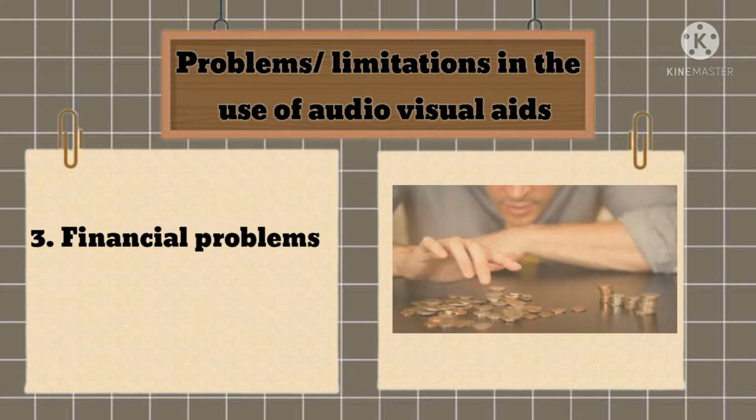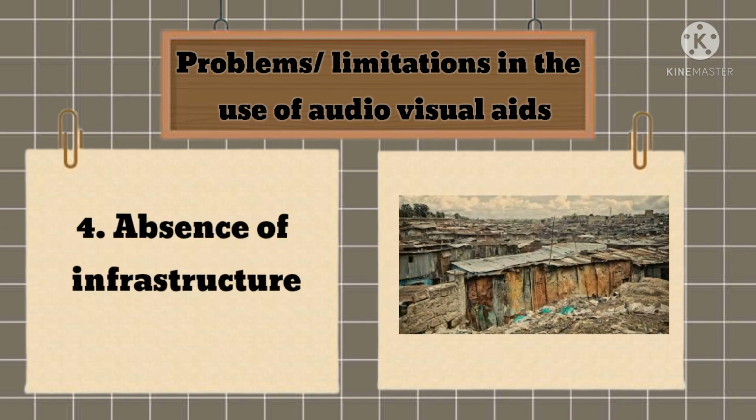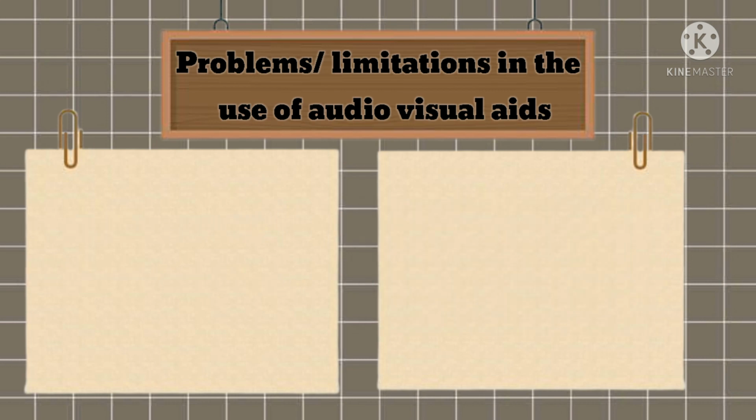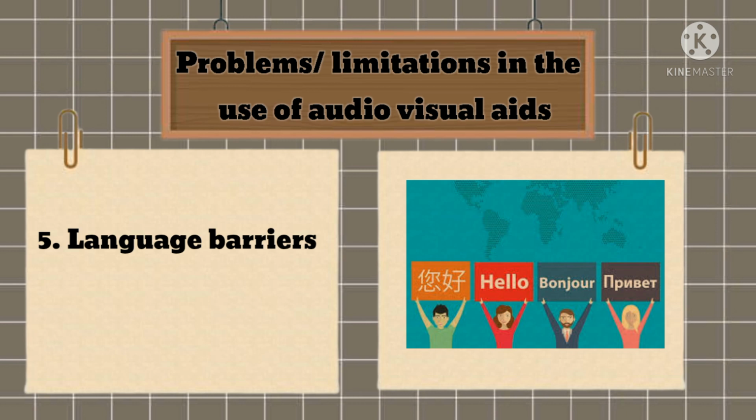Third is the financial problems. A one-time investment in these aids is costly and may not be affordable by all schools. Fourth is the absence of infrastructure. Lack of basic facilities: classroom, electricity, projector, chart stands, laboratory rooms to keep models, posters, specimens. The fifth one is the language barrier. Most software is in English, hence it is not suitable for regional medium schools.